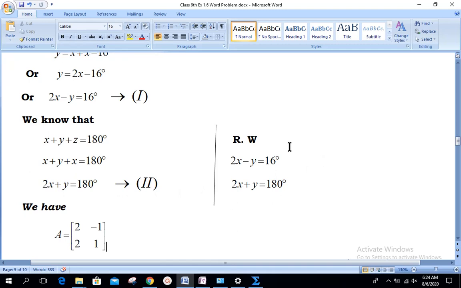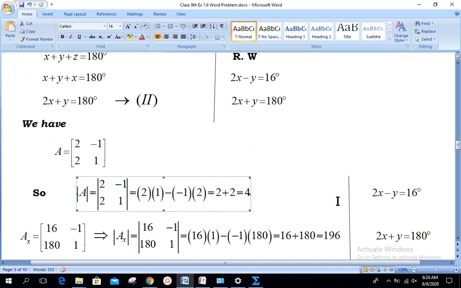For your easiness, I have written the two equations over here, because from here it is easy to make the matrix A. Well, clear: 2, 2 is my first column and minus 1, 1 is my second column. Next, my job is to calculate the A determinant. Same order: first place multiplied by fourth place, that is the principal diagonal entries, then minus the secondary diagonal entries multiplied. Get them simplified, and your answer is 4.